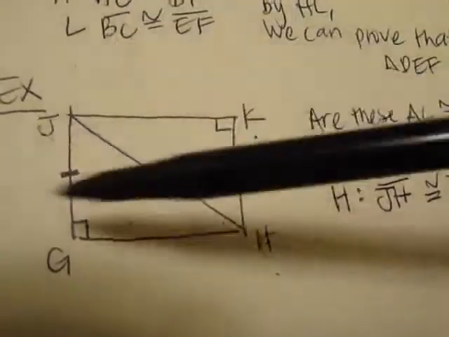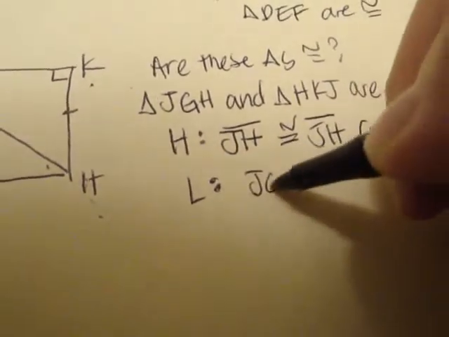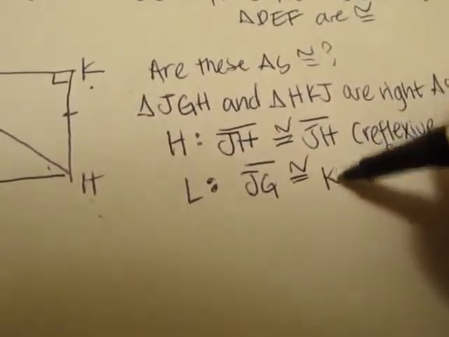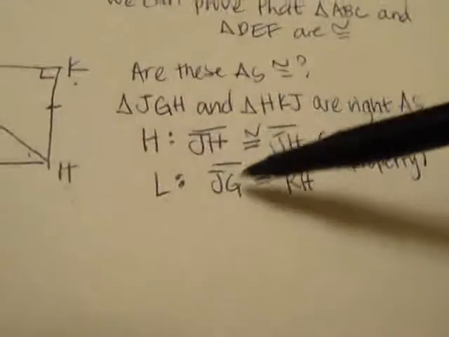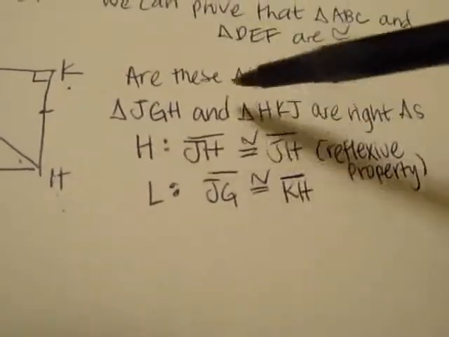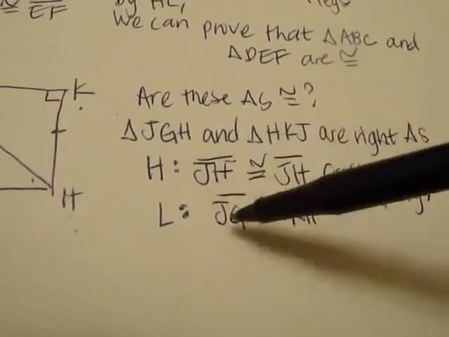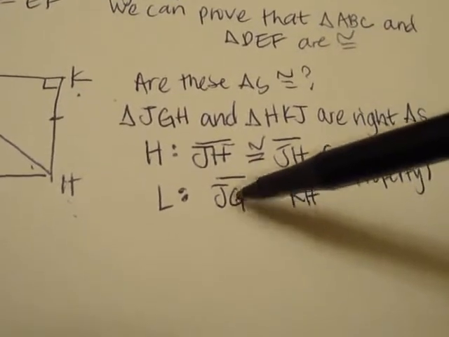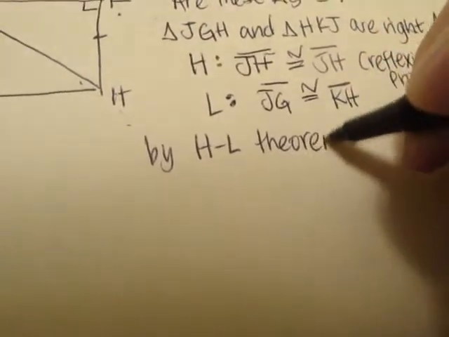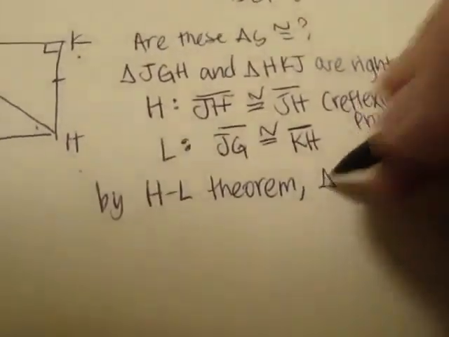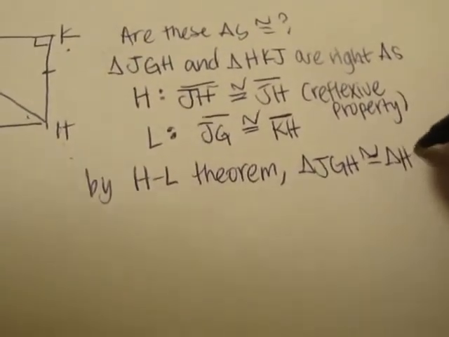We also see here that our two legs are congruent. So leg JG is congruent to leg KH. And this is because it's told to us. And so yes, we do have enough information to prove that these two triangles are congruent because first of all, they're right triangles. Second of all, their hypotenuses are congruent to each other. And third of all, one of their legs are congruent to each other. So, by the HL theorem, triangle JGH is congruent to triangle HKJ.